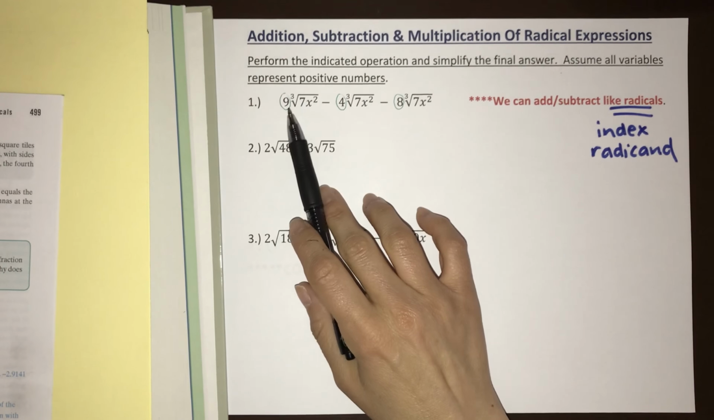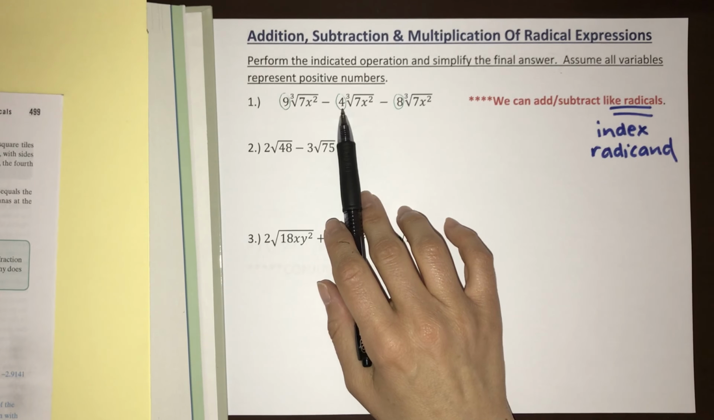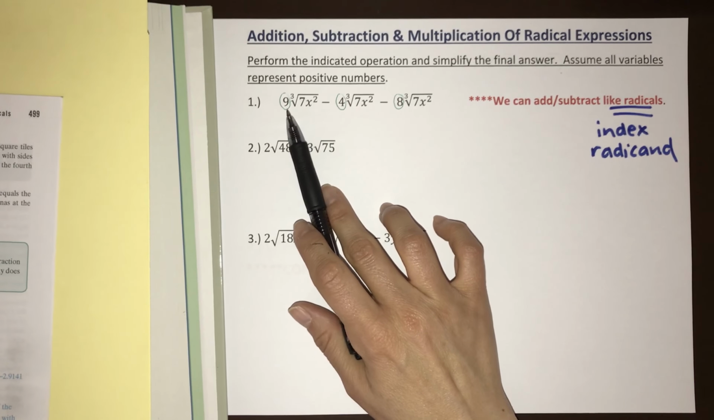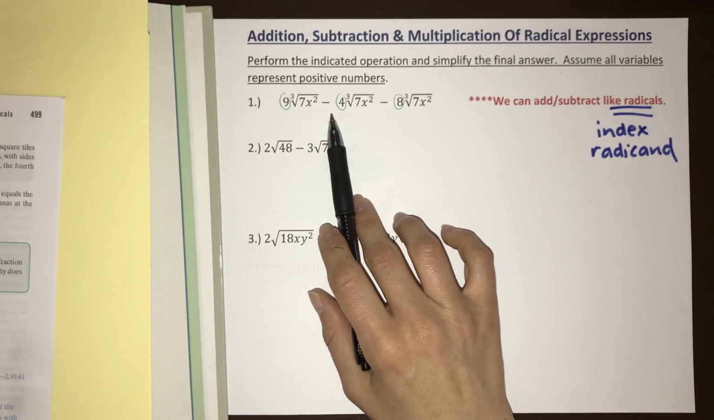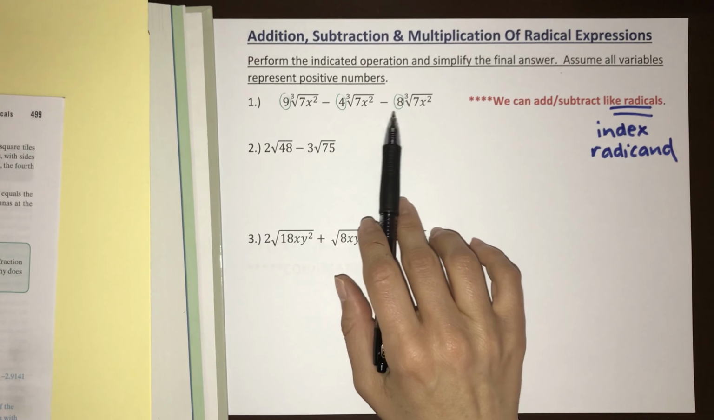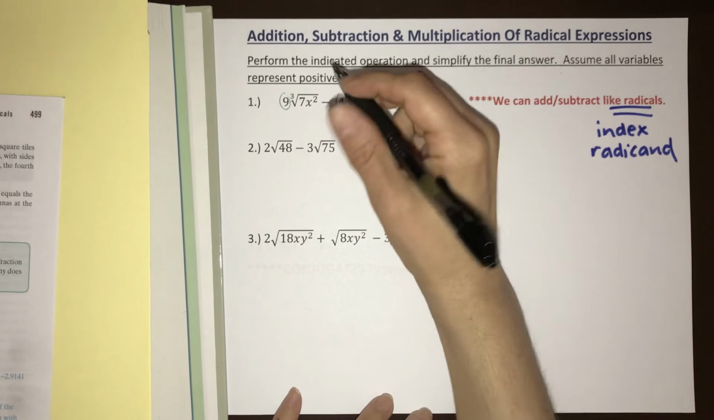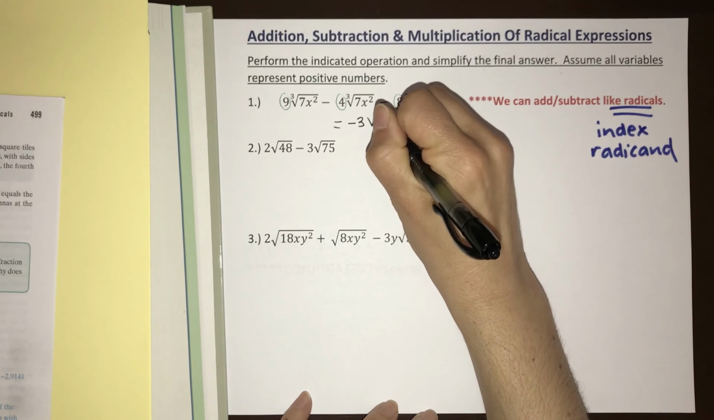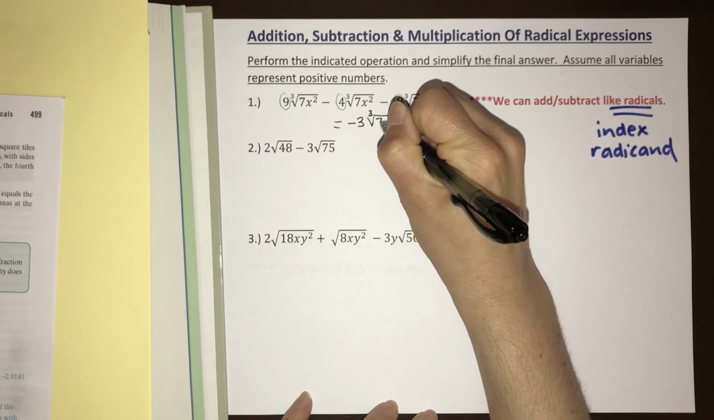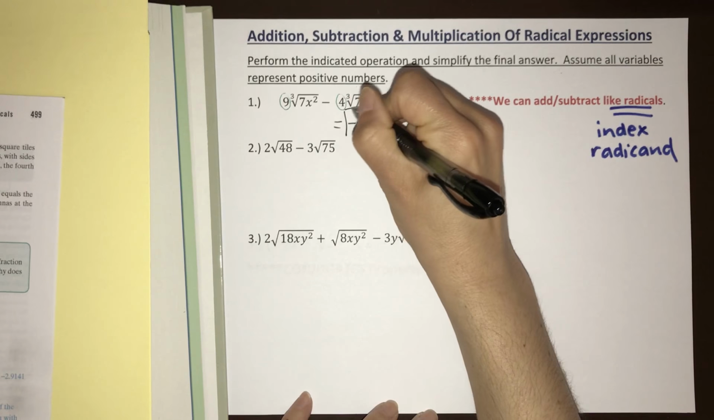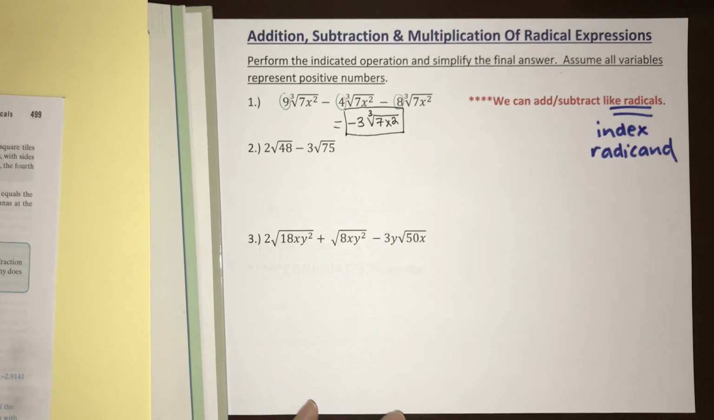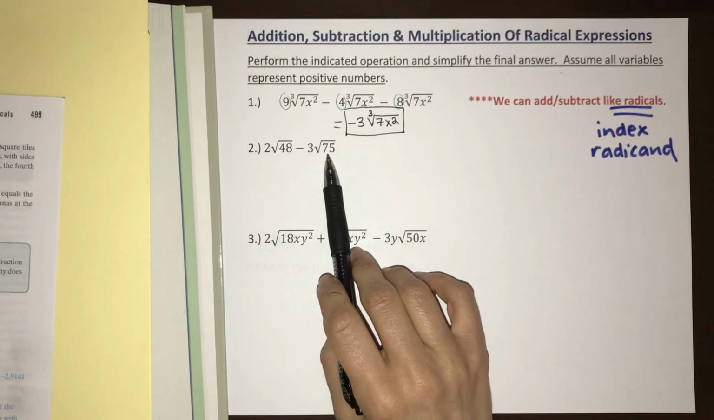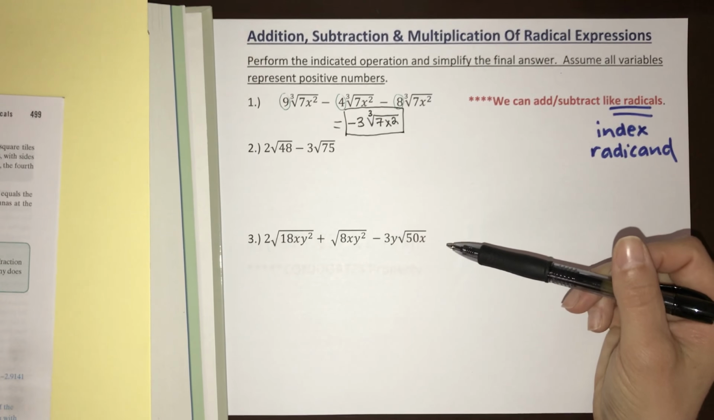So if we're just going to, in this case, subtract, basically it's just going to be 9 minus 4, and then 5, and then minus 8, so we get -3. Okay, so that's what we get, and then, like I said, the radical stays as is. Most examples will not have like radicals. They're going to have different radicals, as example 2 and 3.